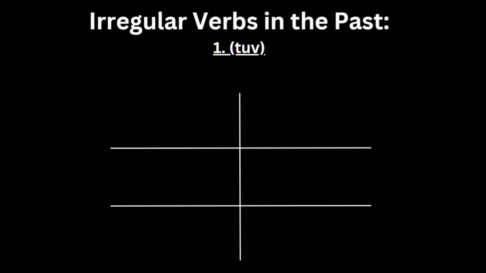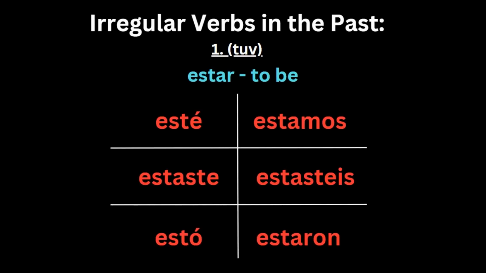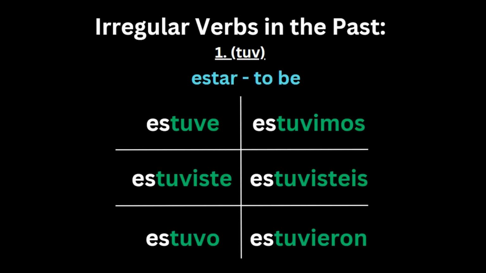Luckily for Spanish, there's a very useful verb that similarly uses the TUV ending, which is something you don't expect from this verb, and that is the verb estar. Rather than following normal conjugation patterns for verbs ending in AR, estar decides to use the TUV ending in all of its pronouns. Yo estuve means I was, tú estuviste, you were, él estuvo, he was, and so on.